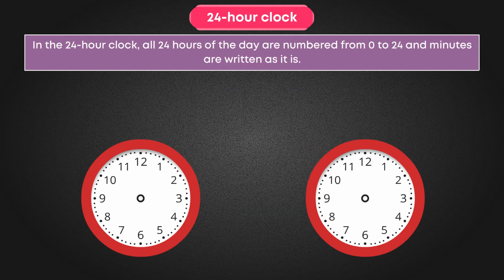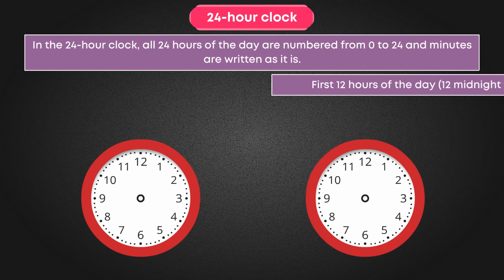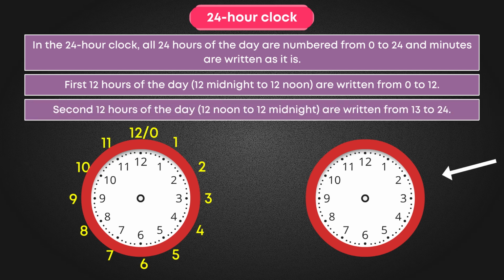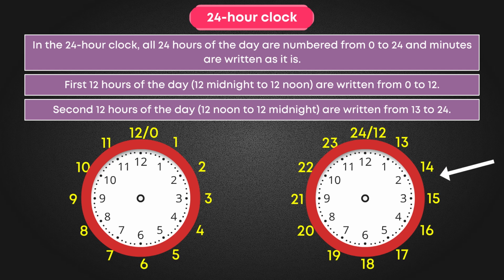24-hour clock. In the 24-hour clock, all 24 hours of the day are numbered from 0 to 24 and minutes are written as they are. The first 12 hours of the day, 12 midnight to 12 noon, are written from 0 to 12. The second 12 hours of the day, 12 noon to 12 midnight, are written from 13 to 24.